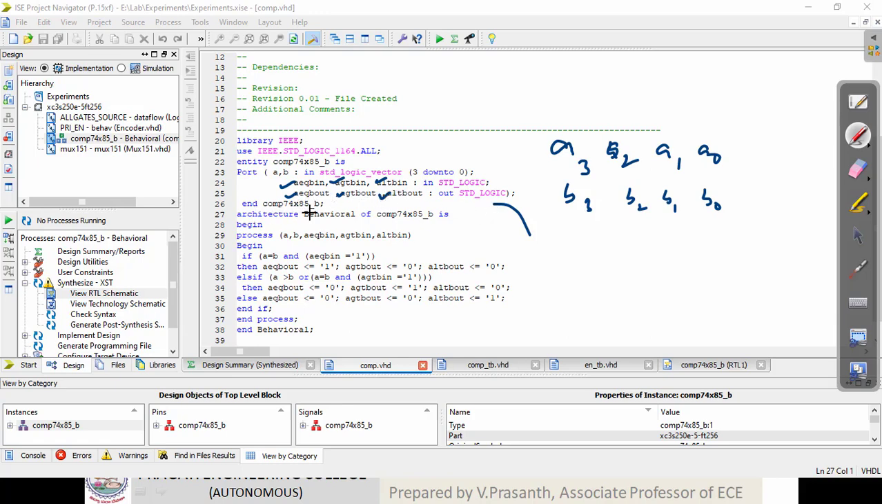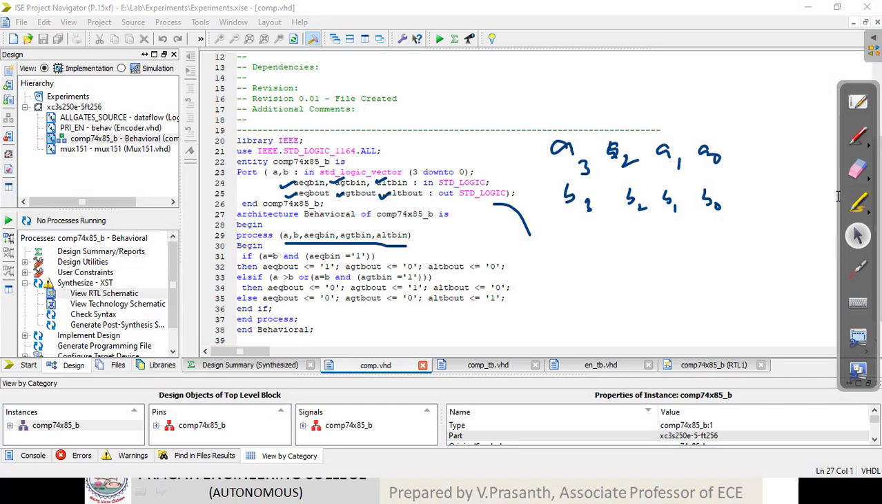So we are ending the entity, we are starting the architecture. In the process, we have used the sensitivity list of inputs a, b and control inputs. We have written here a equal to b. It has to first check whether a is equal to b or not. Then, if the control input of equal is high, a equal to b out will be 1, and the other two outputs will be 0. Else if, it will be checking for the greater. Now we will be executing this code and we will be seeing what the output will be.